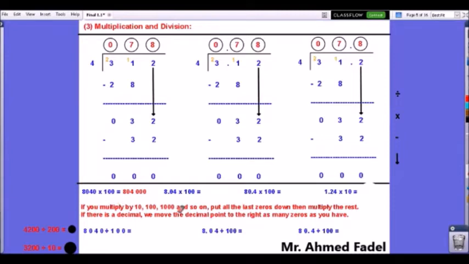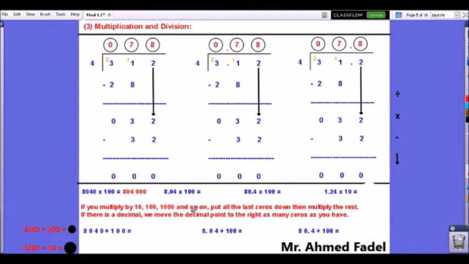Okay, what if I'm not multiplying a whole number by 10, 100, 1,000, and so on, if I'm multiplying a decimal by a 10 or 100 or 1,000? No problem at all. Here it continues and says, if there is a decimal, we move the decimal point to the right as many zeros as you have. What does that mean? You have here a decimal point, right? Yes. And you want to multiply by a 10 or 100, 1,000, 10,000, so on? Yes. Then just move the decimal point as many zeros as you have.